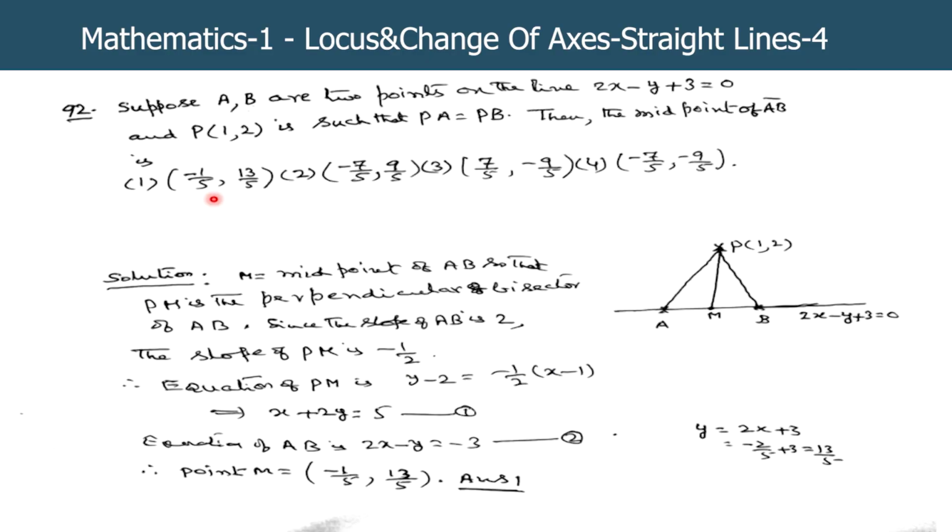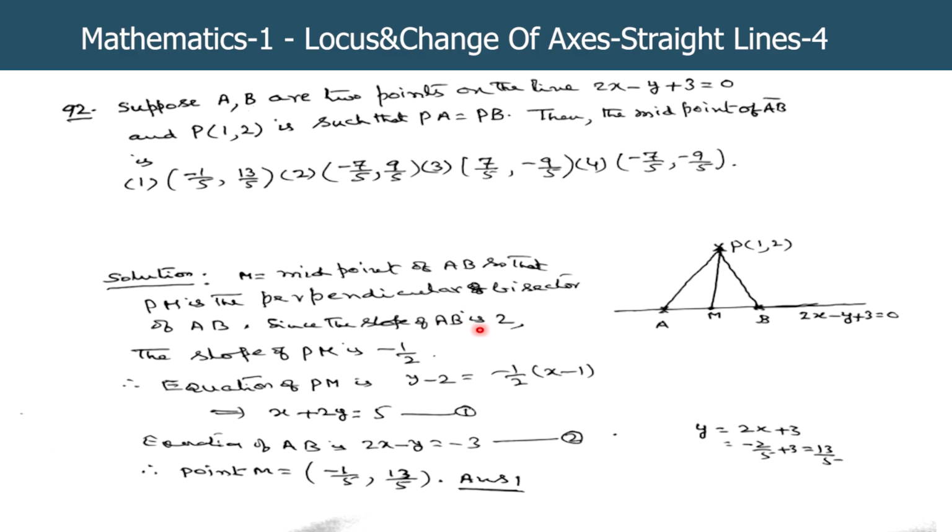Suppose A and B are two points on the line 2x - y + 3 = 0 and P(1, 2) is such that PA = PB. Then the midpoint of AB is: 1) (-1/5, 13/5), 2) (-2/5, 9/5), 3) (7/5, -9/5), 4) (-7/5, -9/5). Right. M is the midpoint of AB, so that PM is the perpendicular bisector of segment AB.